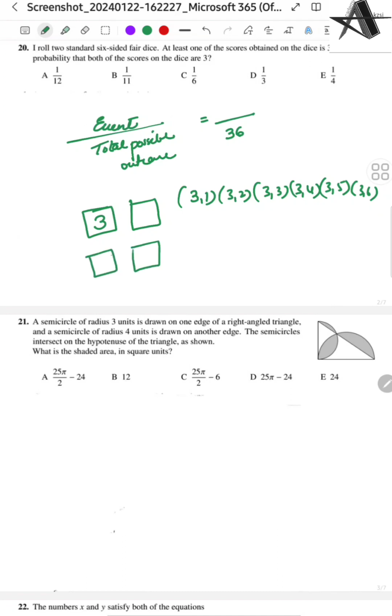Now, let me say 3 is on the other dice and the first dice is changing its number. So the possible outcomes will be 1,3; 2,3; 3,3; 4,3; 5,3; 6,3. These are the total ways by which 3 will be on at least one dice. But 3,3 is common, so cancel one. So how many possible outcomes are there? It's 11. So the total possible outcomes are 11. And out of these, how many events have 3 on both the dice? It's only 1. So the answer is going to be 1 over 11, which is B.